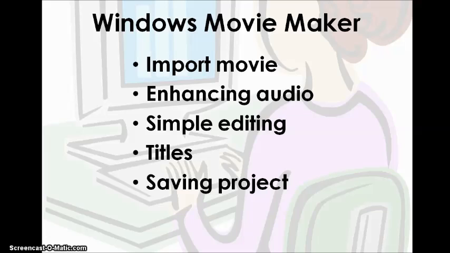Okay, now we're going to move to Windows Movie Maker, and we're going to look at a few tools. First, we're going to learn how to import a movie, how to enhance the audio, how to do simple editing like clipping and moving things around, how to include titles, and also saving your project. Now it is important to keep saving your project in Windows Movie Maker. It does have a reputation for crashing quite often, so keep saving your project as you work so you don't lose anything.